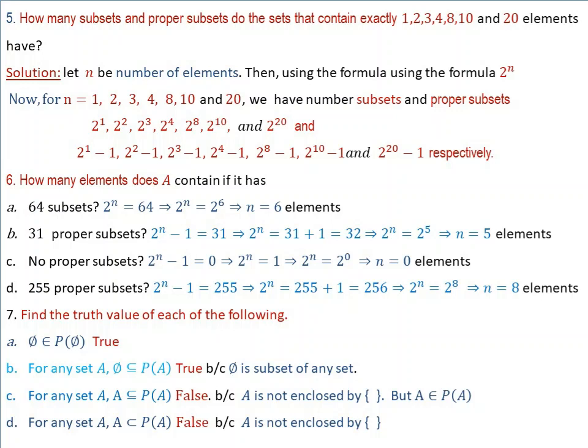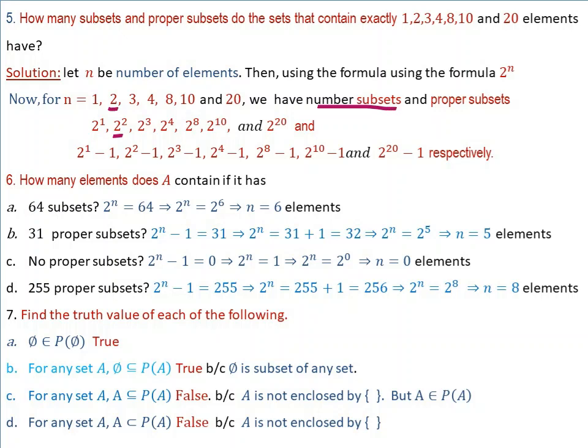Now, as a solution, let n be the number of elements. Then using the formula 2 to the power of n, let us find the number of subsets and proper subsets for the given n. For n equal to 1, the number of subsets is 2 to the power of 1. For n equal to 2, it is 2 to the power of 2.